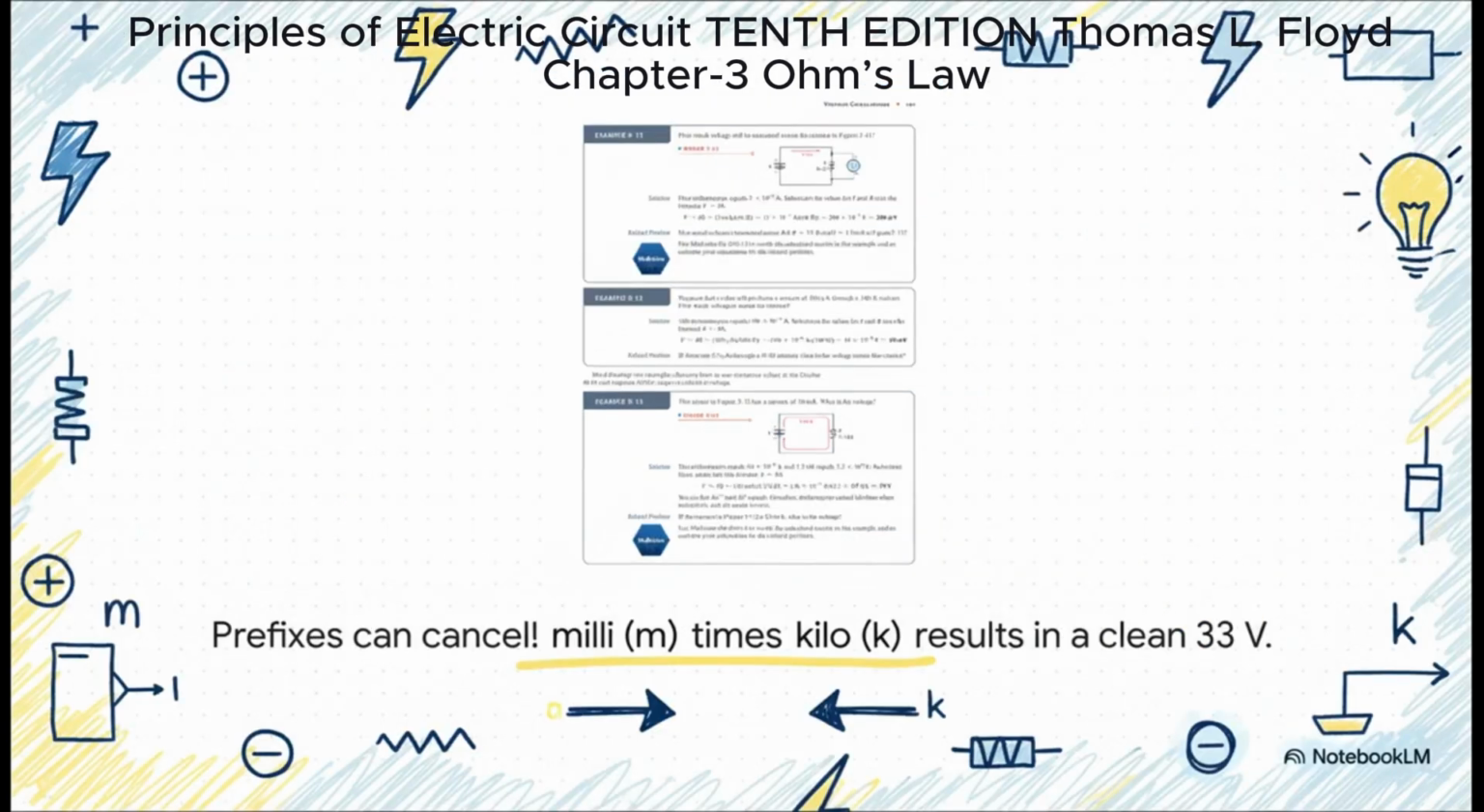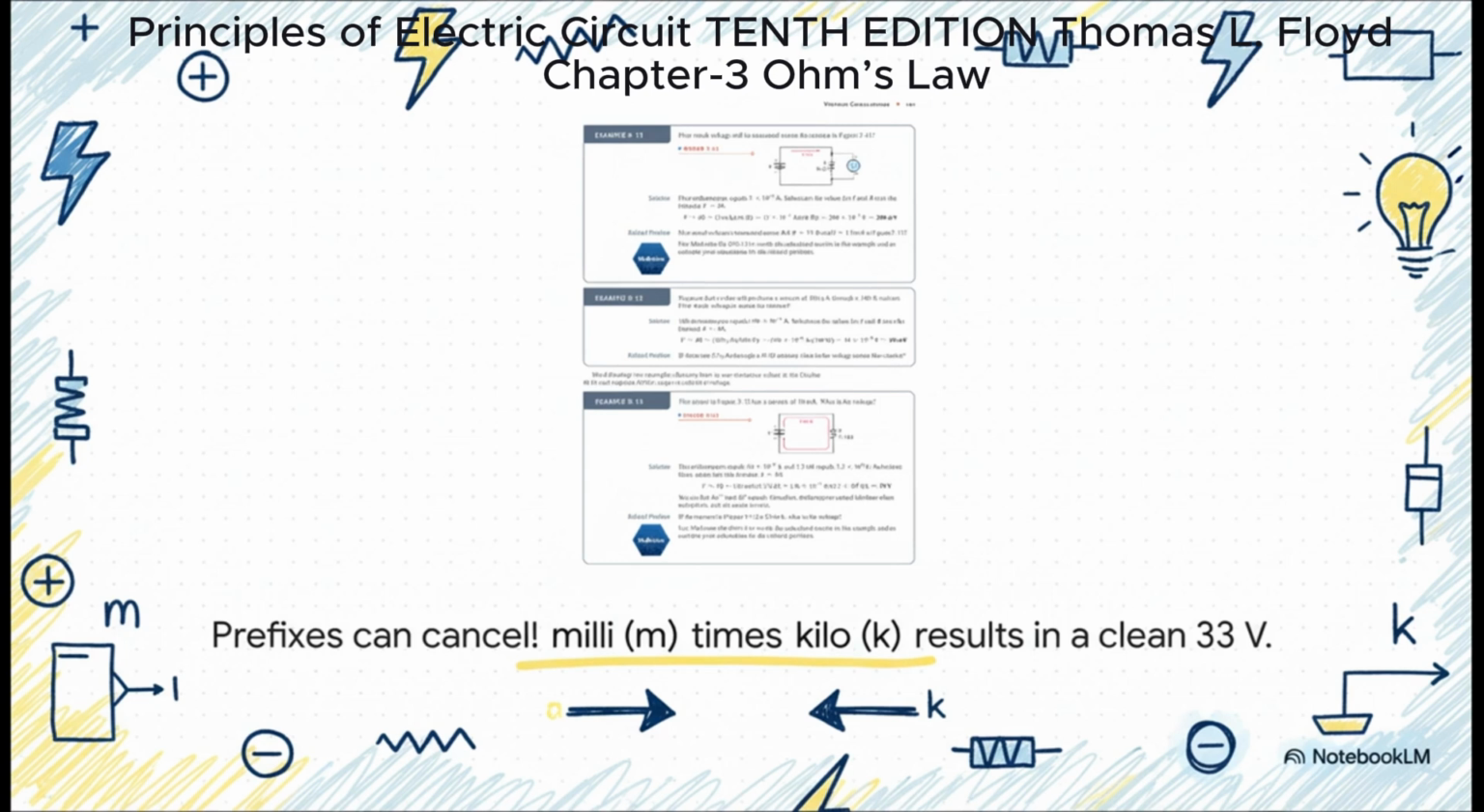This is a brilliant example. This is exactly why getting those prefixes is so useful. We're multiplying 10 milliamps by 3.3 kilo ohms. Now think about it. Milli is 10 to the negative 3, and kilo is 10 to the positive 3. So what happens? They cancel each other out perfectly. All you have to do is multiply 10 by 3.3, and you get a nice clean 33 volts.